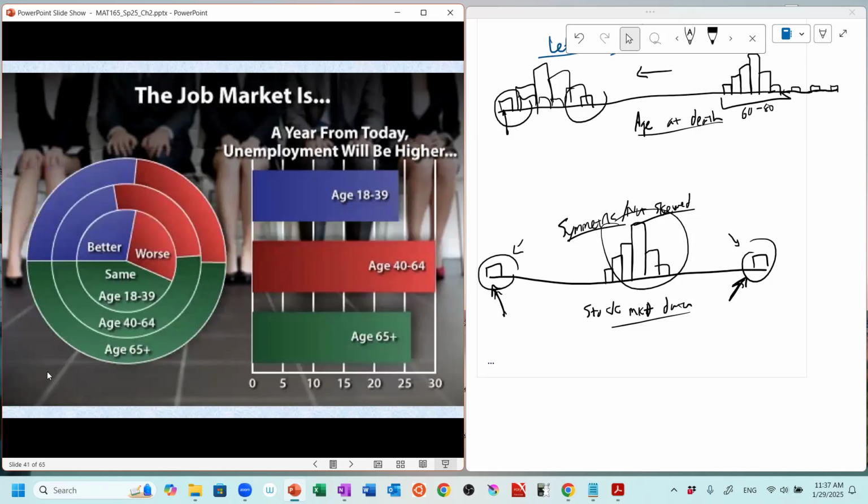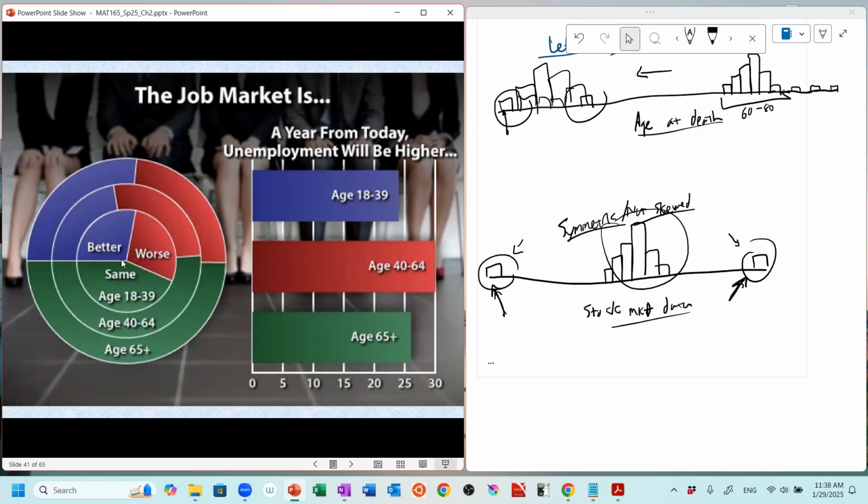This one I think is even worse. The job market is better, worse, or the same. Blue is better, red is worse, green is the same. I would have thought green would be better and blue would be the same maybe, but whatever. Okay, so we have these, and then we have these concentric rings representing different age groups, age 18 to 39, age 40 to 64, and age 65 plus.